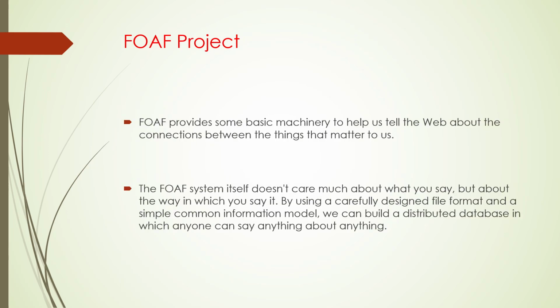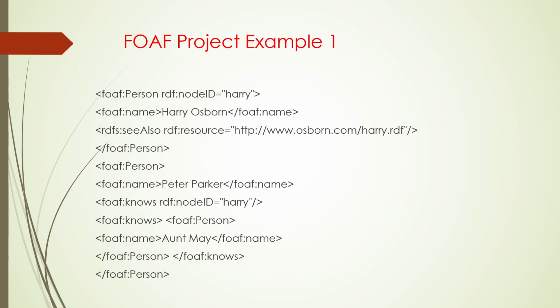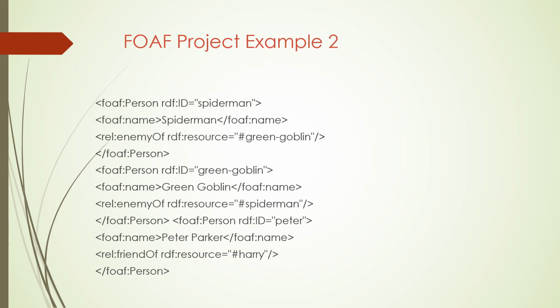So friend of a friend just uses some basic machinery and all that. You can take a look at this file. Harry is our guy. Harry Osborne is his full name. His friend's name is Peter Parker, and Peter Parker knows Aunt May. So this is how Harry Osborne is connected to Aunt May. And you can see the structure here that is used, that of XML, to show the connection between Harry Osborne and Aunt May. Here's another example.